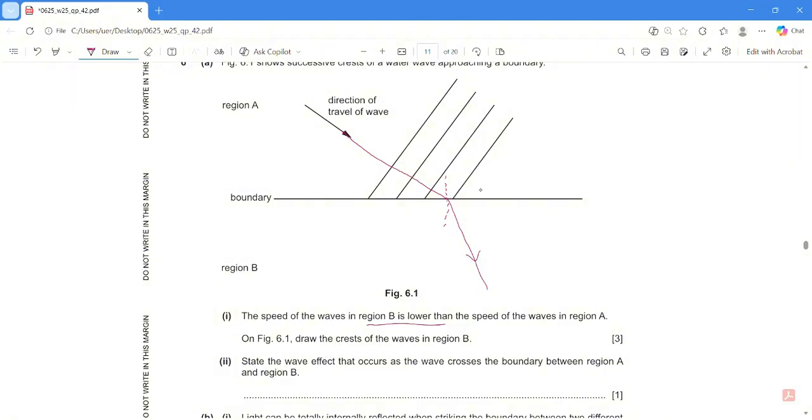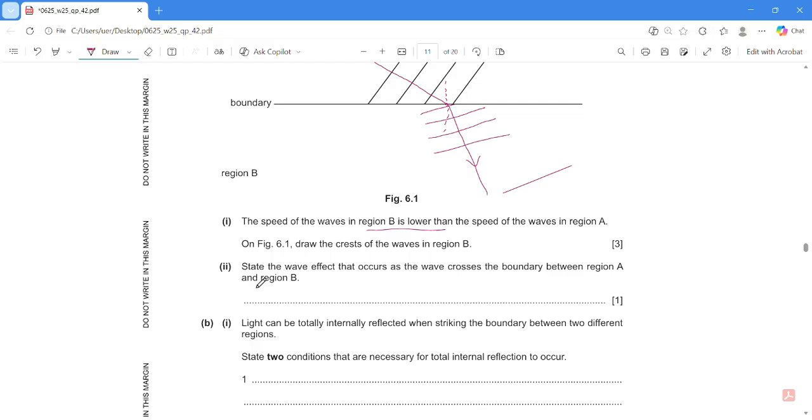After that, on the arrow line, you draw the perpendicular straight line, which is your crest. For example, like this. Make sure the distance is closer, because the wavelength represents your velocity. The speed is reduced, so the wavelength of the wave will reduce as well. And done. Number 2, state the wave effect that occurs when they cross the boundary. So easy, this is refraction.